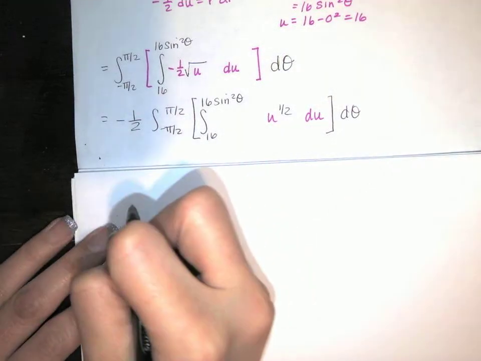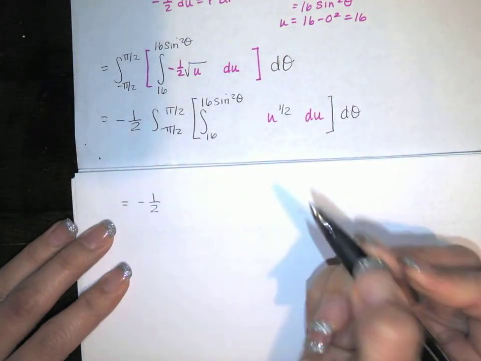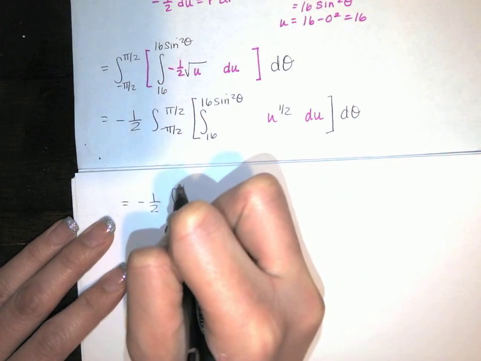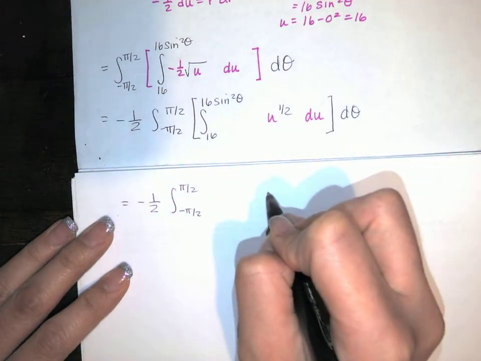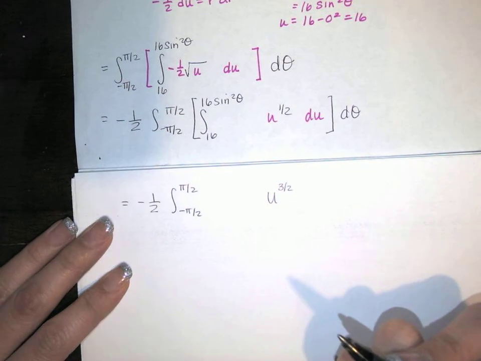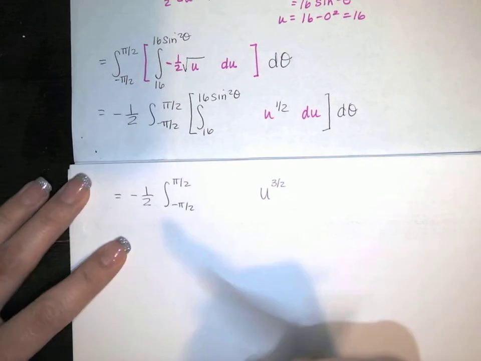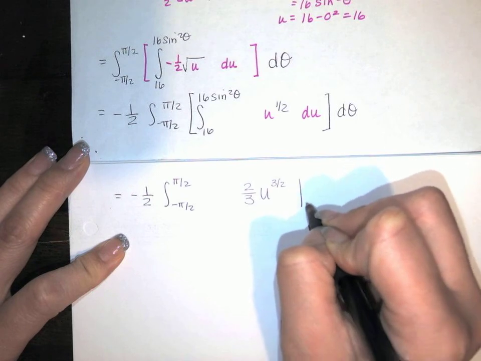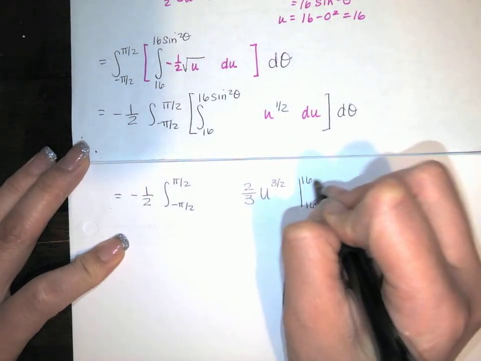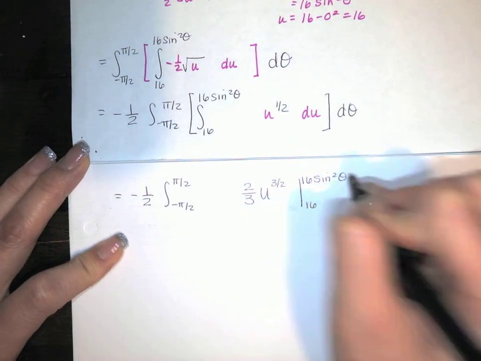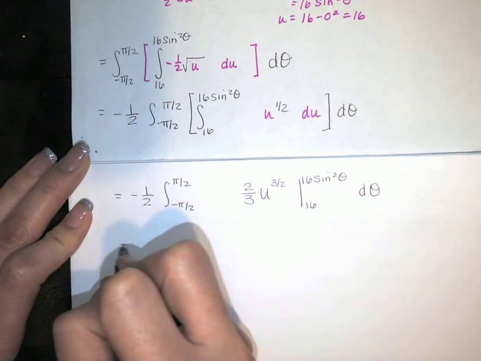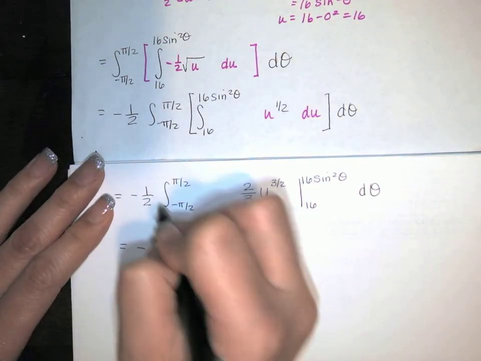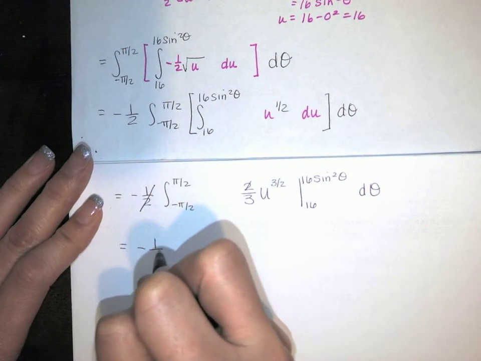Okay, so now I've got negative 1/2, and the antiderivative of u to the 1/2 is u to the 3/2. We're adding 1 to the exponent, and then dividing by the new exponent. Dividing by 3/2 is multiplying by 2/3. Evaluate from 16 to 16 sine squared theta. 2/3 times the negative 1/2 is the 2's reduced, so you have negative 1/3 out front.